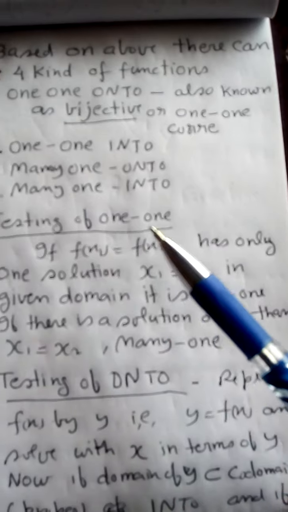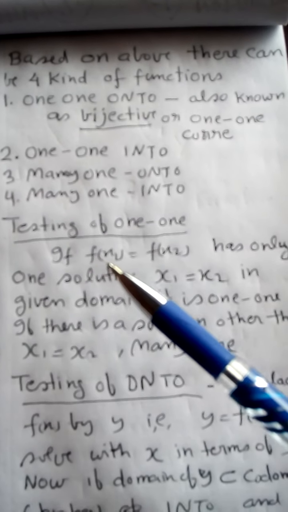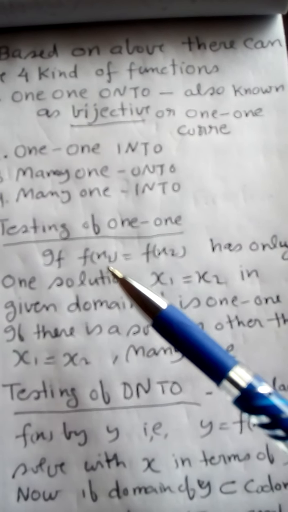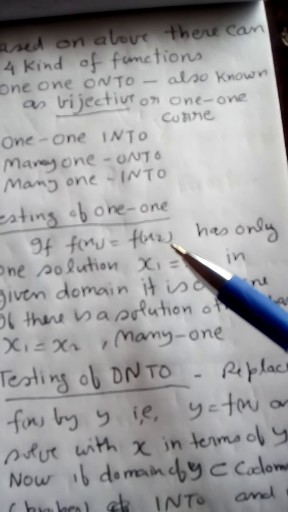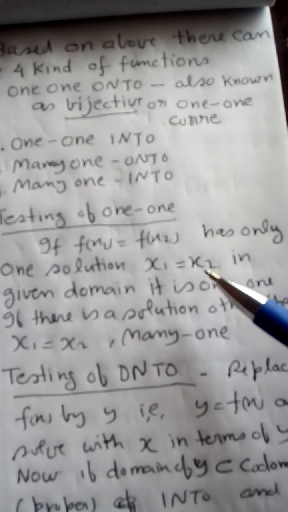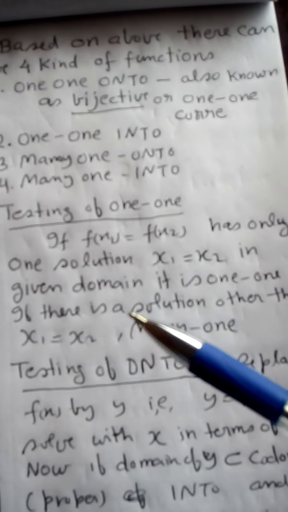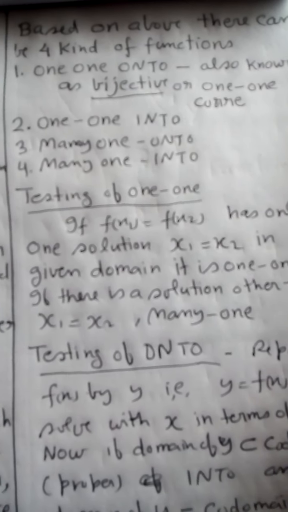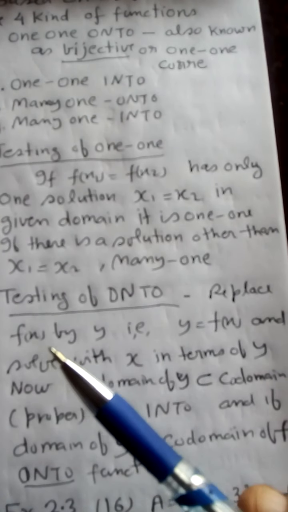Testing for one-one: how do we come to know whether it is one-one or not? Given a function f(x), we take f(x1) equal to f(x2). In the function f(x) we put x equal to x1, in function f(x) we put x equal to x2, equate them, and then find the solution. If the only solution is x1 equal to x2, it is one-one. If you can find any solution other than x1 equal to x2 within the defined domain, then it will be many-one.